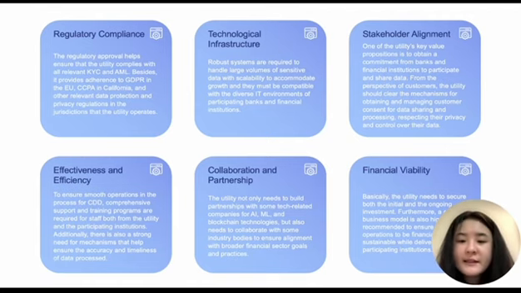And the last one is financial viability. Basically, the utility needs to secure both the initial and the ongoing investment. Furthermore, a clear business model is also highly recommended to ensure the utility's operations to be financially sustainable while delivering value to participating institutions.